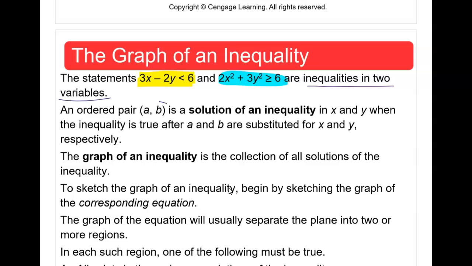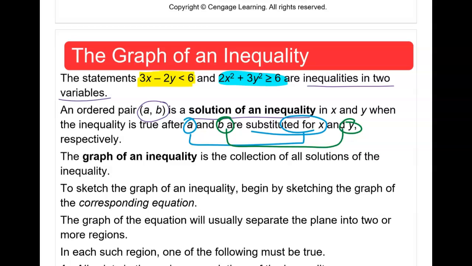An ordered pair A comma B is a solution of an inequality in X and Y when the inequality is true after A and B are substituted for X and Y. Imagine A and B are numbers. A gets substituted for X, and B, another number, gets substituted for Y. We're just trying to generalize it. If we get a true statement, then that will be a solution of the inequality.